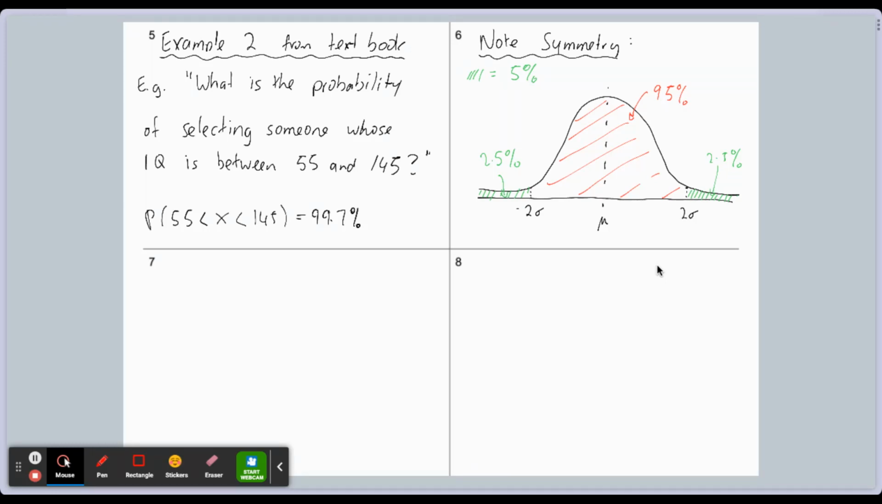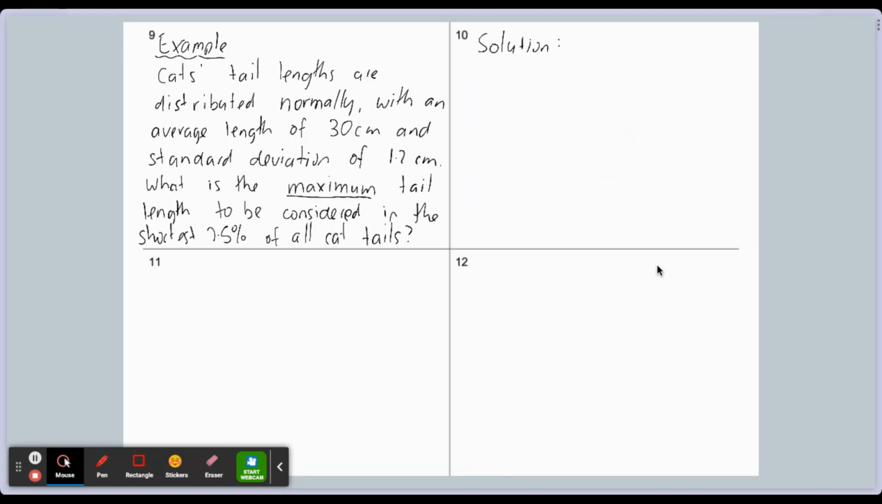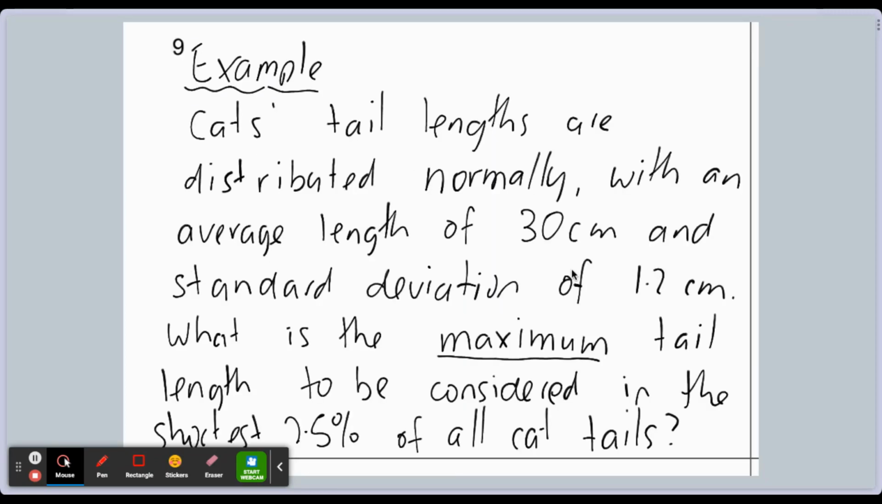Okay, let's move on a bit faster. I've got an example for you to write down. I'll zoom up just so you can write it down, and then we'll move on.